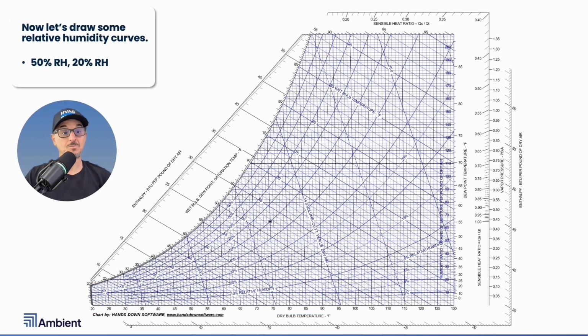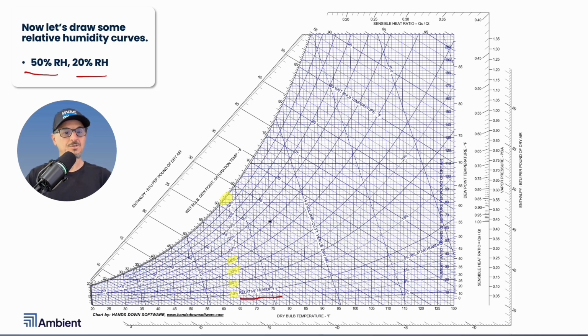Okay, now let's draw some relative humidity curves. So I've got two properties here, 50% relative humidity and 20% relative humidity. Now remember, these are curves on the chart, and they are located right here. So you can see this says relative humidity. There's 10%, 20%, 30%, 40, on and so forth, up to 100% on the saturation curve, which we'll talk about in a minute here, okay?